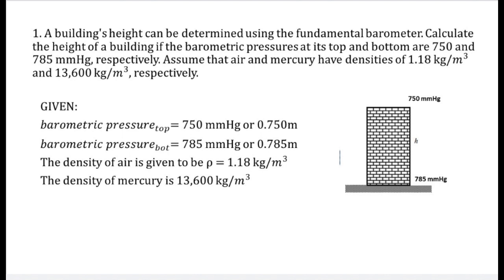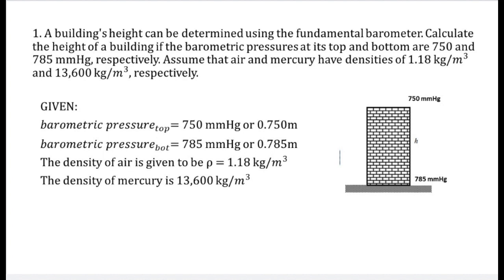A building's height can be determined using the fundamental barometer. Calculate the height of a building if the barometric pressures at its top and bottom are 750 and 785 mm, respectively. Assume that air and mercury have densities of 1.18 kg per cubic meter and 13,600 kg per cubic meter, respectively. So as you can see here, we're going to use this mercury to get the building's height.